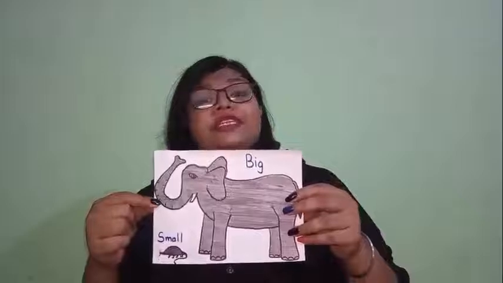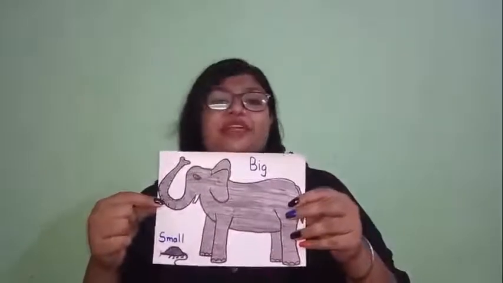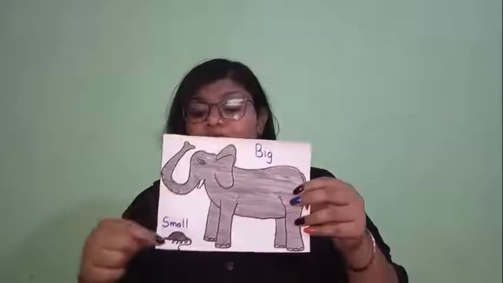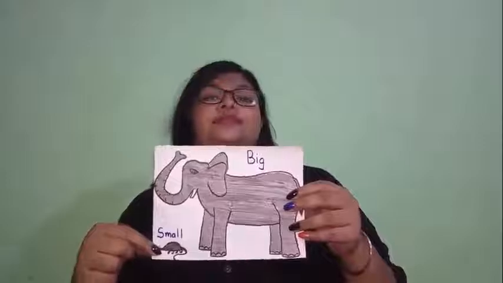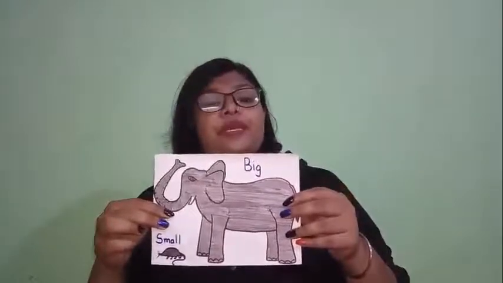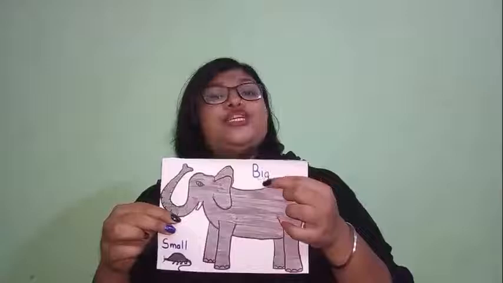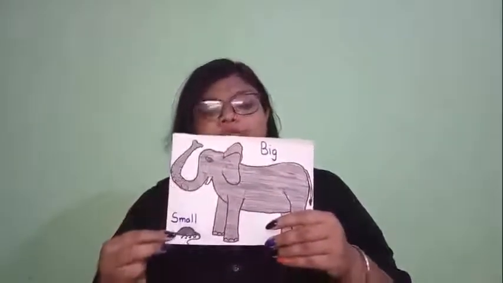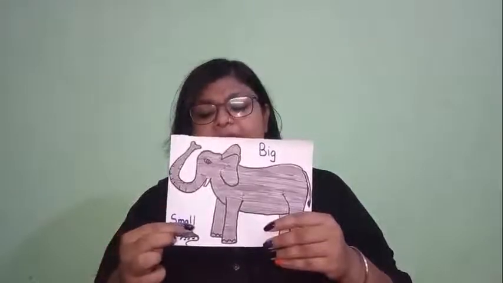Kids, for better understanding, now we are going to see some flashcards related to our concept. You know kids, elephant is so cute and my favorite animal. Elephant is big in size and rat is small in size. The spelling of big is B-I-G, big, and the spelling of small is S-M-A-L-L, small.